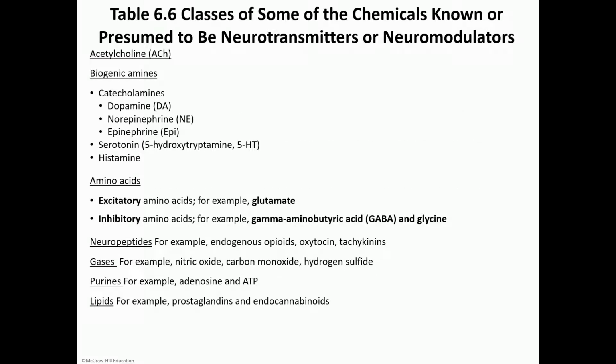Now, these are the chemicals that we are going to be talking about during this portion of the chapter. So we'll talk about acetylcholine, biogenic amines, amino acids, neuropeptides, gases, purines, and lipids. So you can see here that biogenic amines, amino acids, and neuropeptides are all derivatives of amino acids one way or another. This list is obviously not all inclusive; we have a lot of other neurochemicals that we are not talking about. These are the ones that are of the most clinical importance.